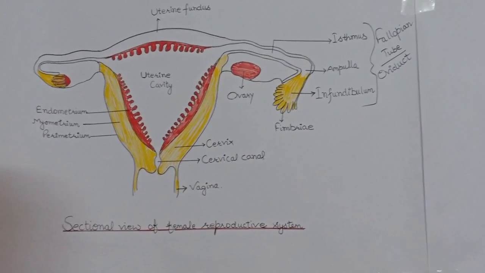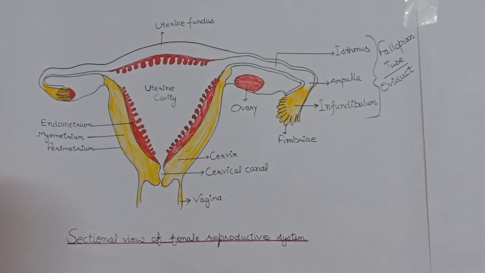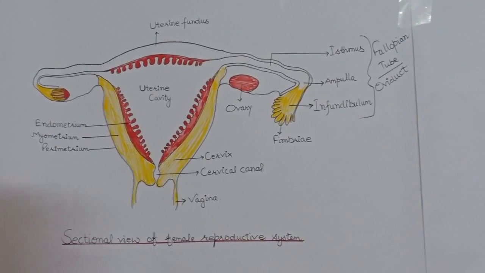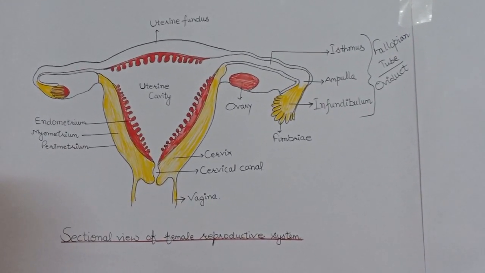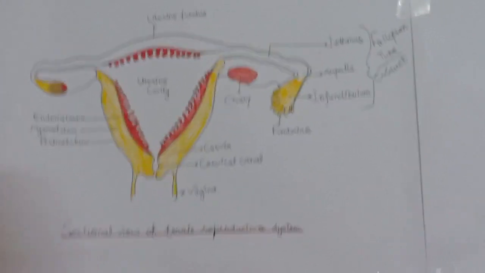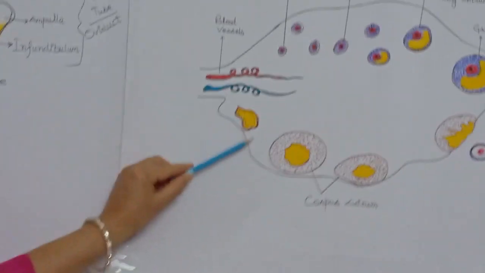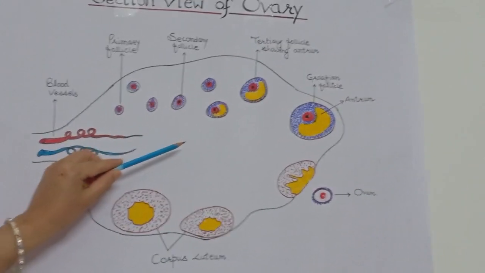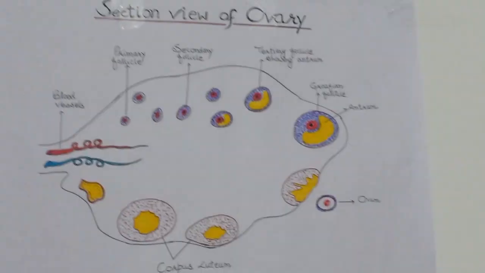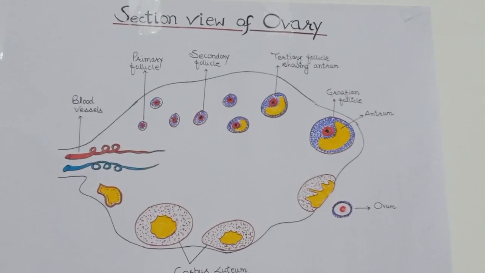Each ovary is covered by a thin epithelium which encloses an ovarian stroma. The stroma is divisible into two zones. The peripheral zone is known as the cortex, and the inner zone is known as the medulla. Now, this is the cross section of the ovary.